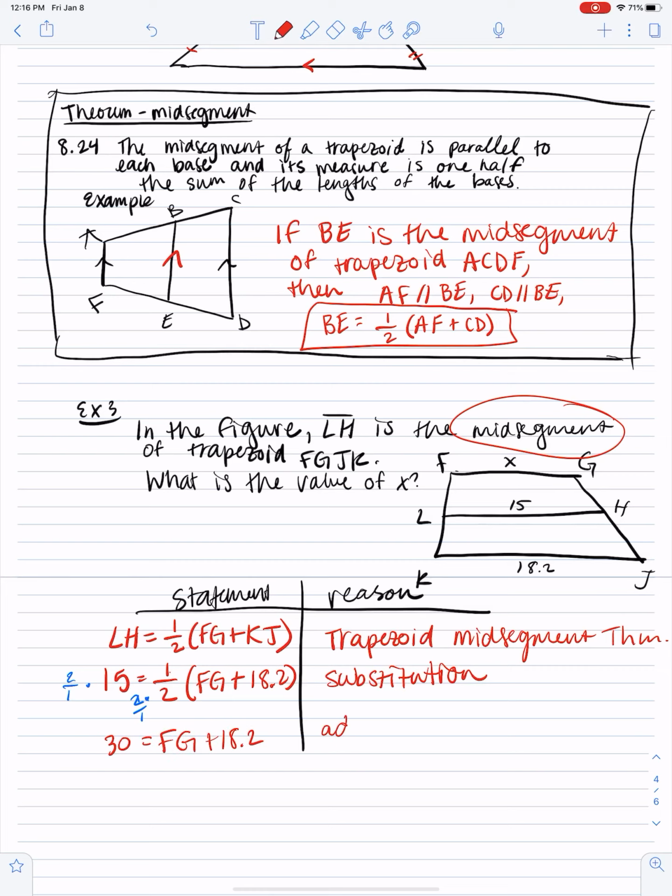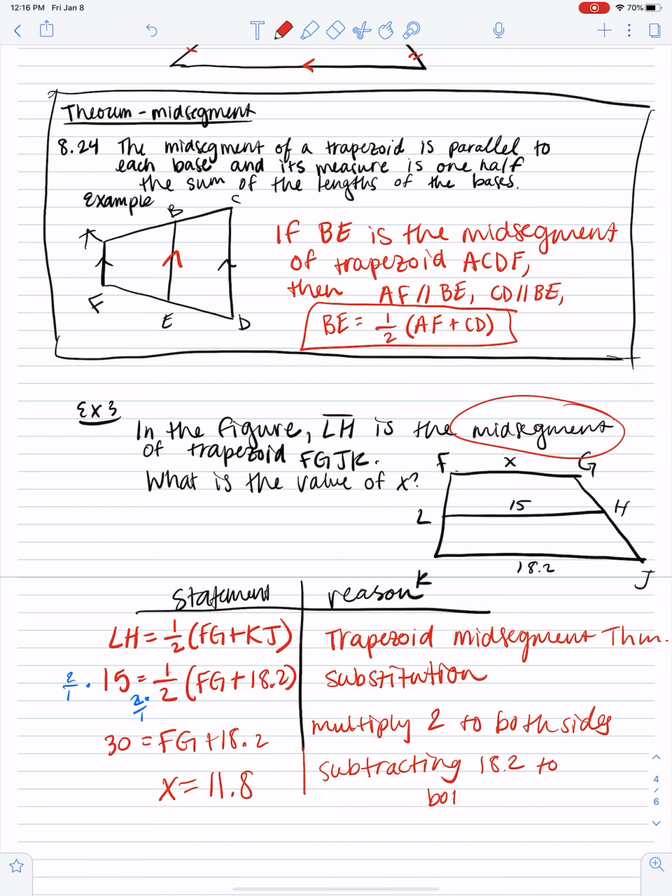And that's multiplying 2 to both sides. And that leaves us with X becomes 11.8, and that was subtracting that 18.2. And if it's just asking for X, then we're done. If it was asking for something else, we need to go plug it in, okay? So X is actually the same as FG. Those are the same values, right? Because X is that segment right there, okay?